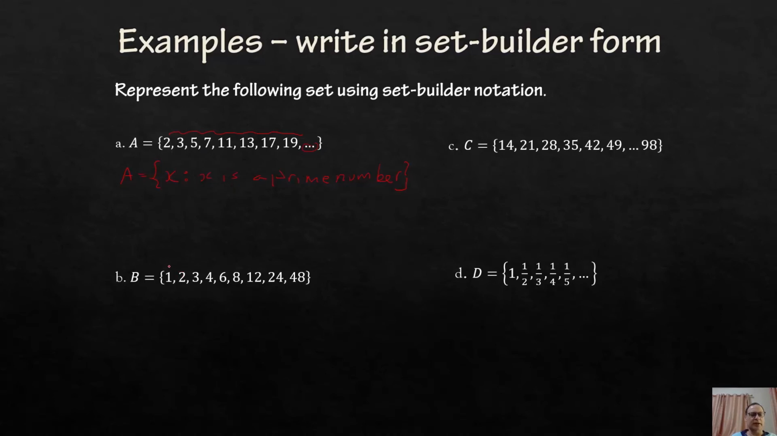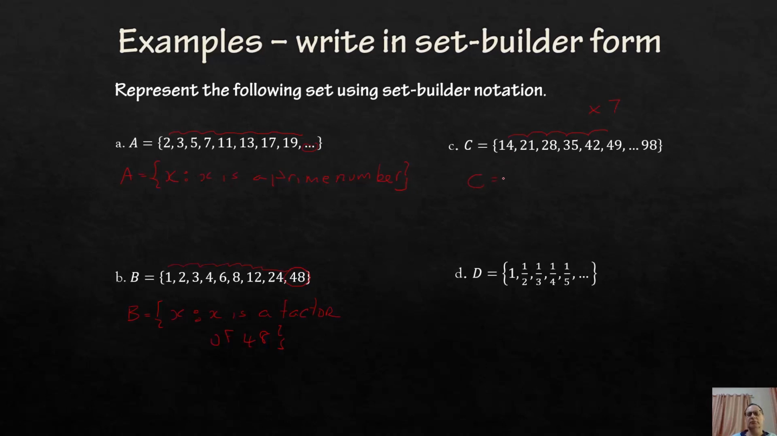Question B, from the previous slide, you would see that these are factors of 48. So set B, x such that x is a factor of 48. Okay. No need to write the kind of number. Factors of 48, we know what they are. In this question, notice we have multiples again. These are multiples of 7, but starting at 14.